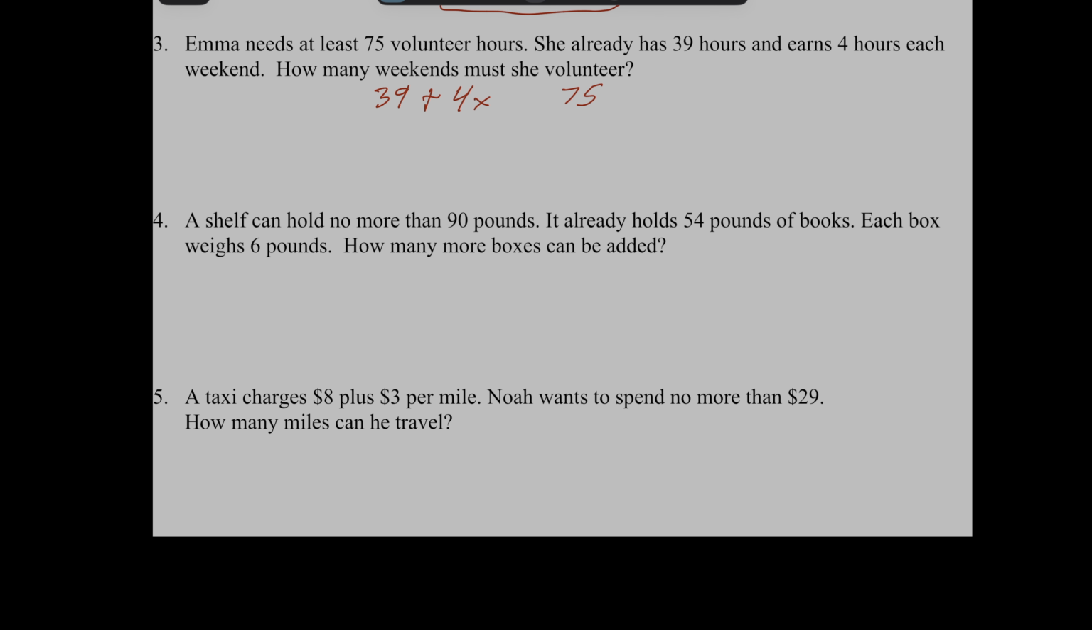So now she can get more than 75 hours, which is fine. She can't get less. So this 39 plus 4x, I need that number to be bigger than or equal to 75. And that's basically how you would set this up, and that's how you have to think about it. Now after we subtract 39 from both sides, we'll get 4x is greater than or equal to, let's see, that would be 36, right? And once I divide each side by 4, x needs to be greater than or equal to 9.